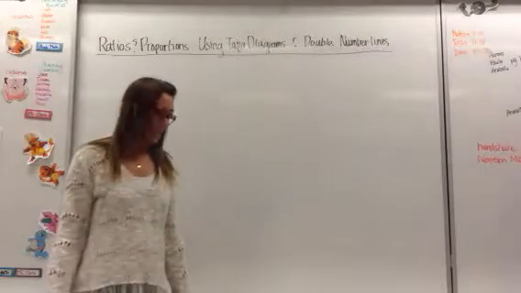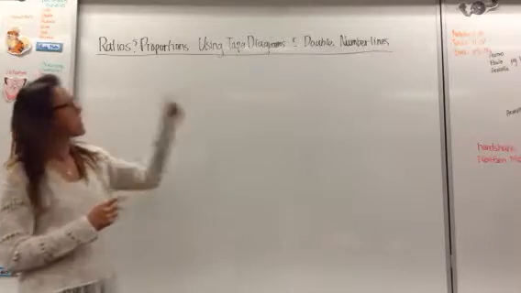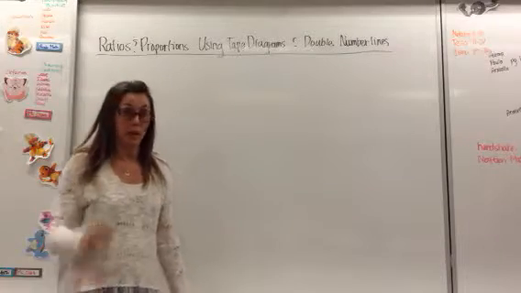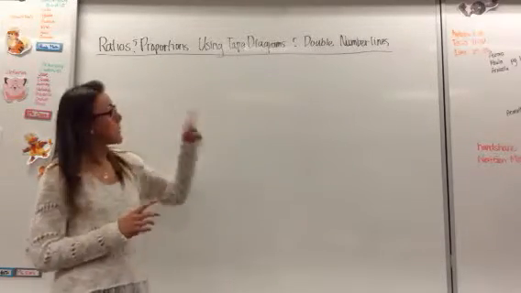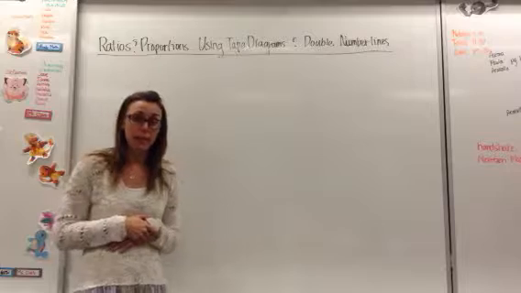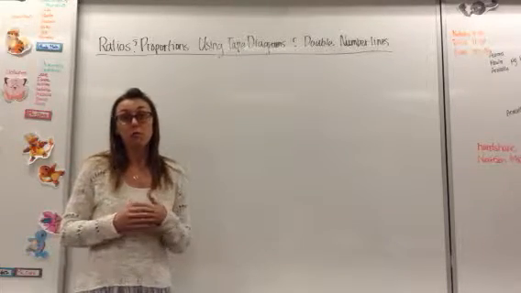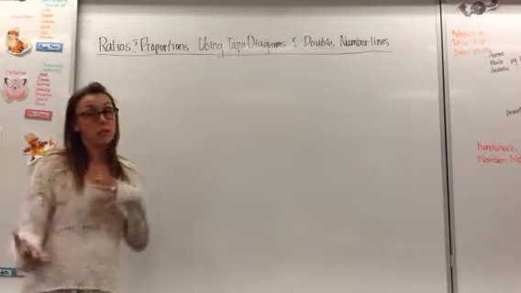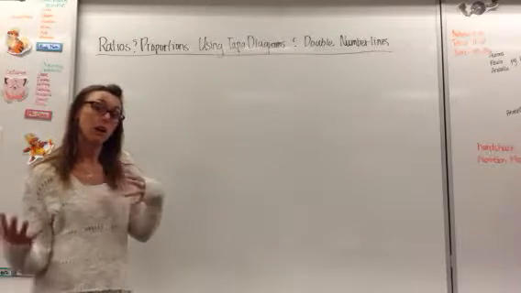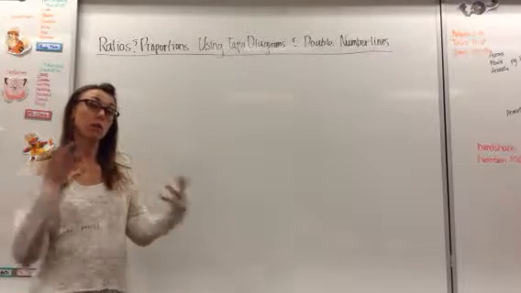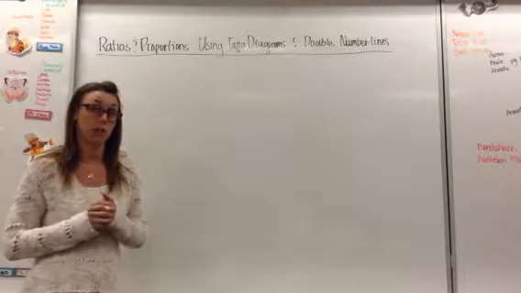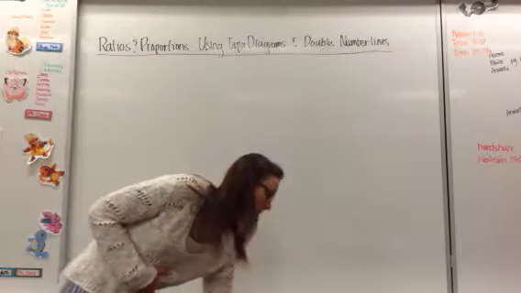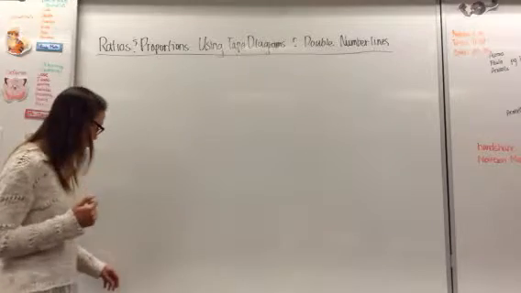Hi class! Today we're going to be working on ratios and proportions using tape diagrams and double number lines. Tape diagrams and double number lines are ways to represent ratios visually. They can help you understand when you need to multiply to find the unit rate or when you need to divide to find the unit rate. So, let's take a look first at a tape diagram.